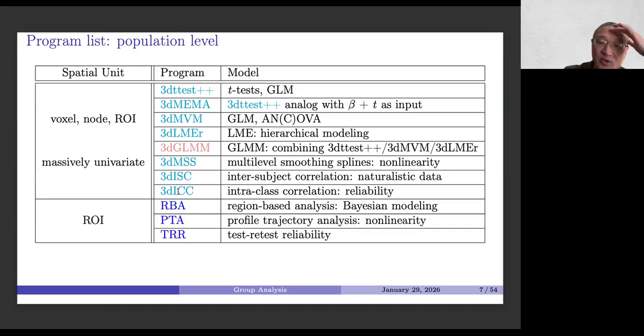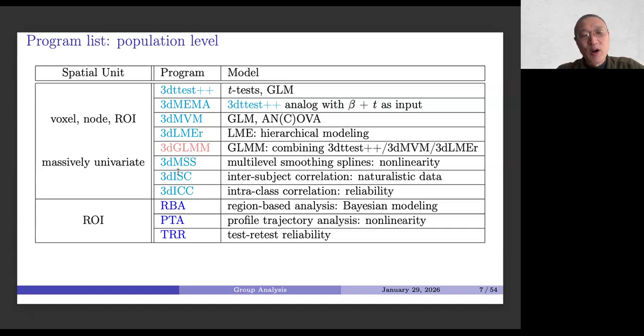The next two programs: 3dISC is for naturalistic scanning, like listening to music or watching a movie. So that task is continuous, and in that case, you will have a program called 3dISC. Next program, 3dICC, is typically for when we test reliability, or intra-class correlation.